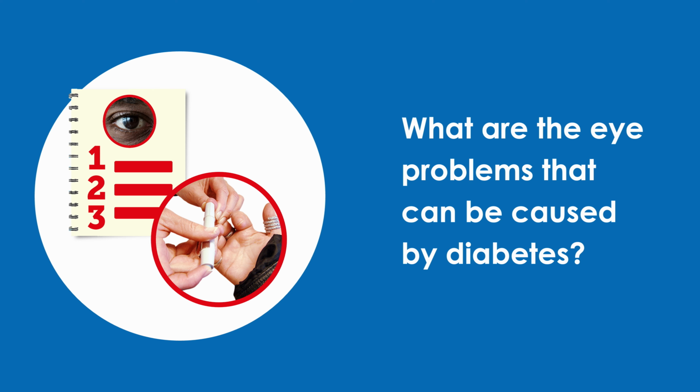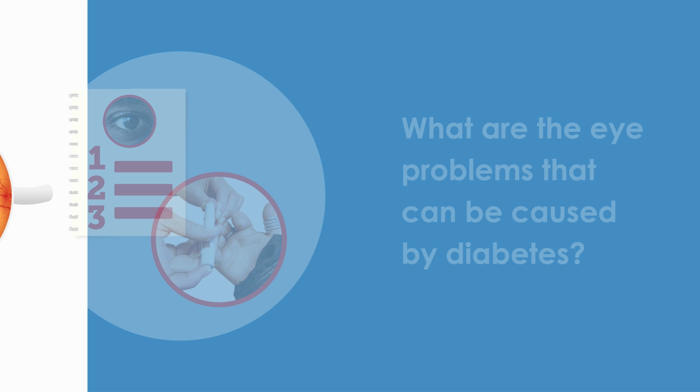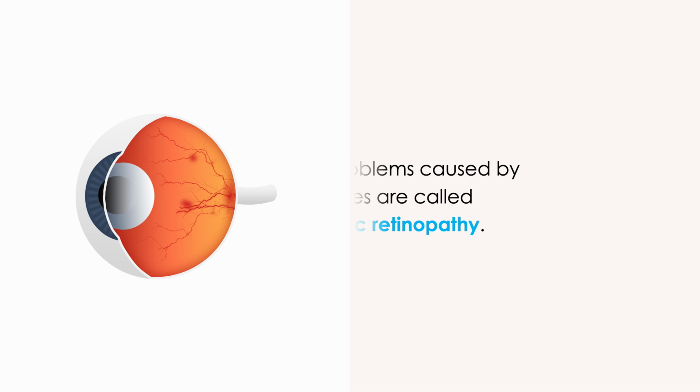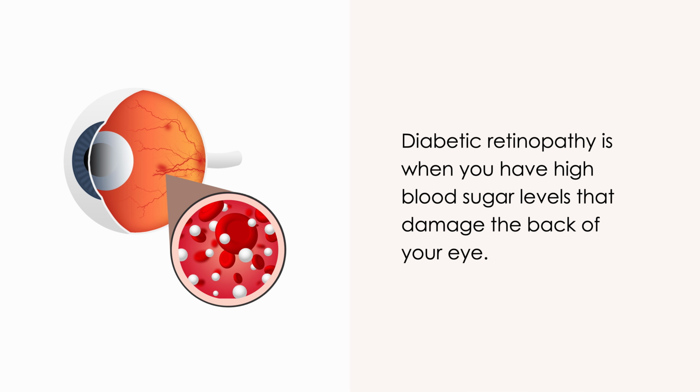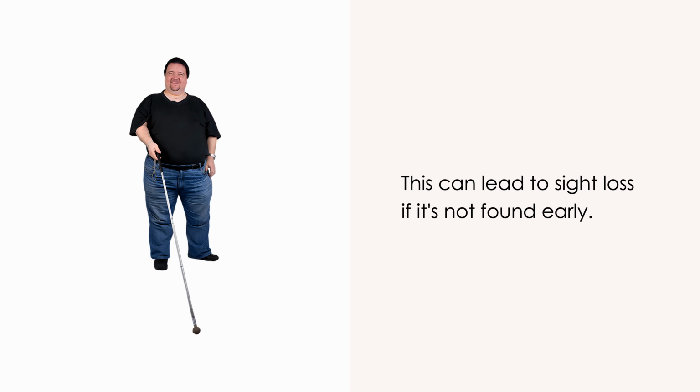What are the eye problems that can be caused by diabetes? Eye problems caused by diabetes are called diabetic retinopathy. Diabetic retinopathy is when you have high blood sugar levels that damage the back of your eye. This can lead to sight loss if it's not found early.